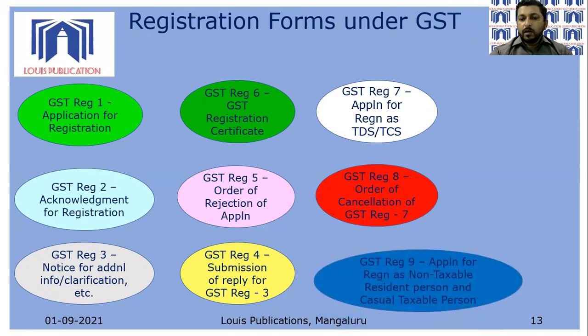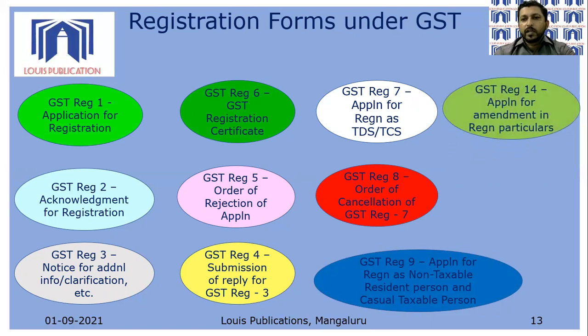Then REG 9 is the application for registration as a non-resident taxable person and casual taxable person. A casual taxable person is any person who goes to another state and does business for a temporary period, but has no registration in that state. So temporarily he will obtain a registration and do business for a limited time. Such a person is called a casual taxable person, and such a person has to fill GST REG 9, and also a non-resident taxable person, that is, one situated outside India.